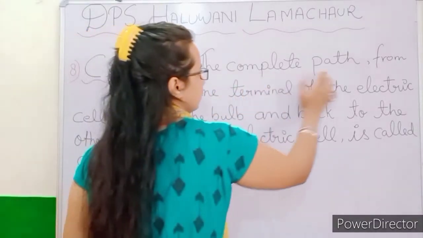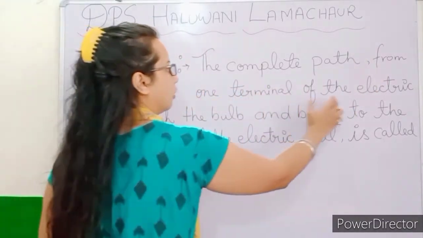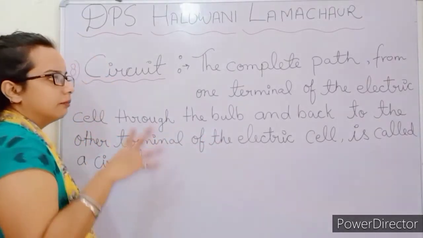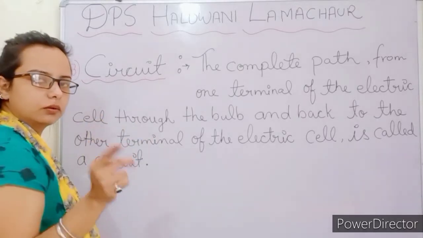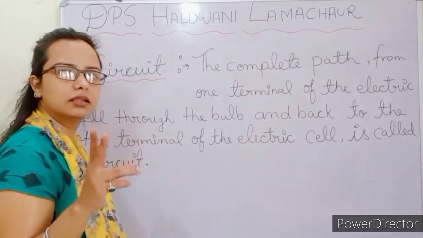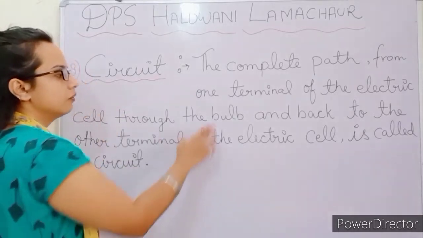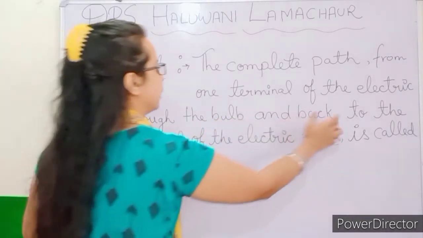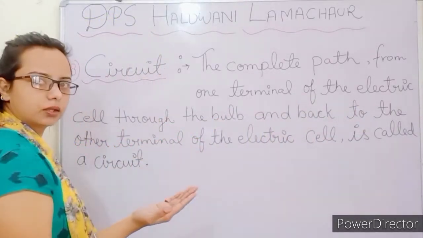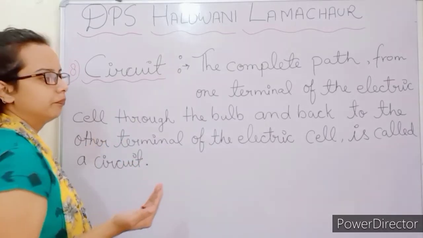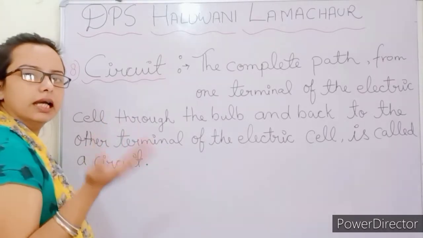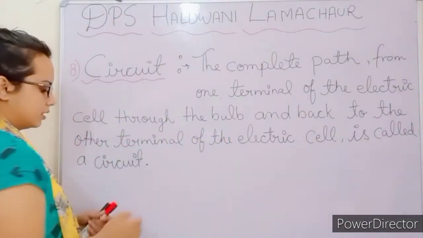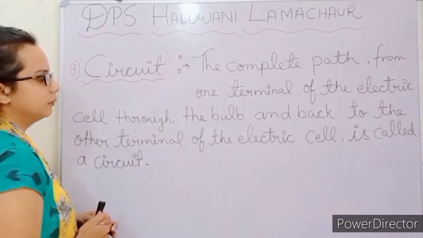A circuit is the complete path from one terminal of the electric cell through the bulb. About the terminals, I have explained that there are two, positive and negative. So from one terminal of the electric cell, through the bulb, and back to the other terminal: when the current flows from one terminal to the other terminal of the electric cell, that is called a circuit.